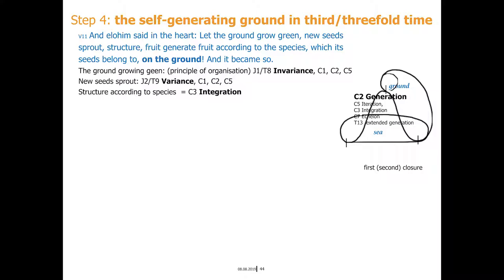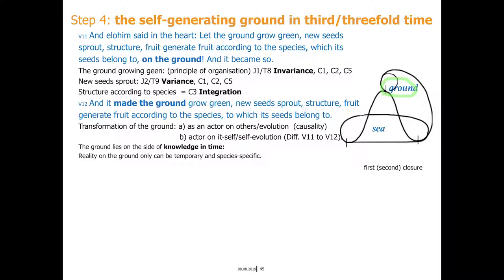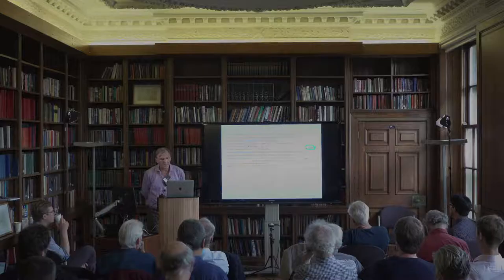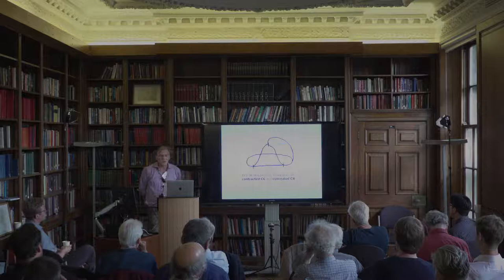That's the conception of autopoiesis. And it made the ground grow green, etc. It's the transforming of the ground, A, as an actor on others, evolution, and the actor on itself, B, self-evolution. Note, the ground lies on the side of knowledge in time. Reality on the ground only can be temporary and species-specific. In a circling process, boundaries are concealed and contracted.